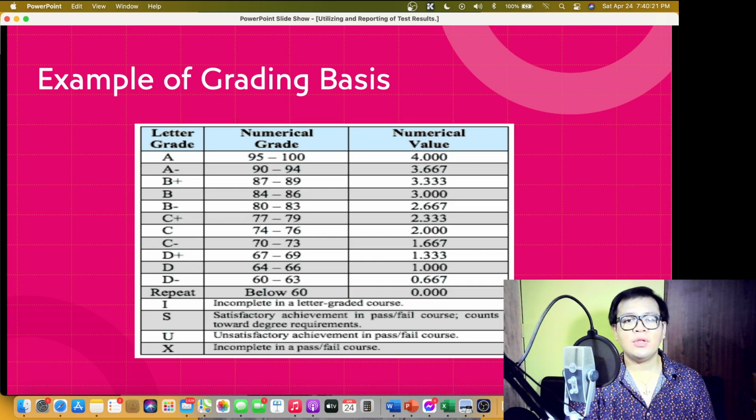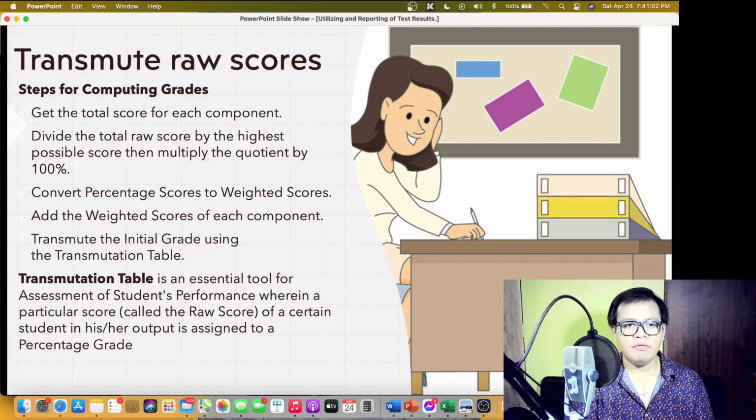Here is a very good example of a grading basis. As you can see, there are three columns. The first column is a letter grade from A to D, with positive and negative signs. The second column is the numerical grade, which is the basis of the interval as to which letter grade is indicated, and the numerical value is stated on the third column. We also have some legends: I stands for incomplete, S for satisfactory achievement, U for unsatisfactory achievement, and X for incomplete in a pass or fail course.